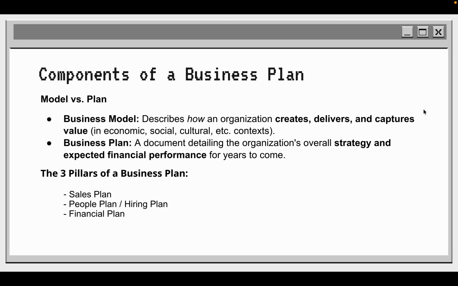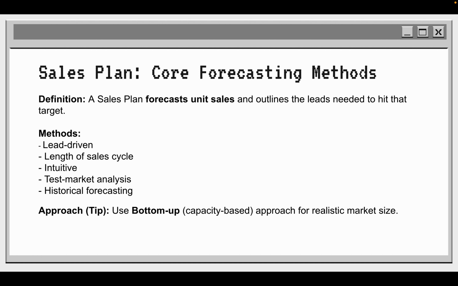We have business plan. There are several components of a business plan. Firstly, we need to differentiate between the business model and business plan. The business model describes how an organization creates, delivers, and captures value, while a business plan is a document that deals with the organization's overall strategy and expected financial performance for the upcoming years. There are three pillars of a business plan: the sales plan, people plan or hiring plan, and the financial plan.